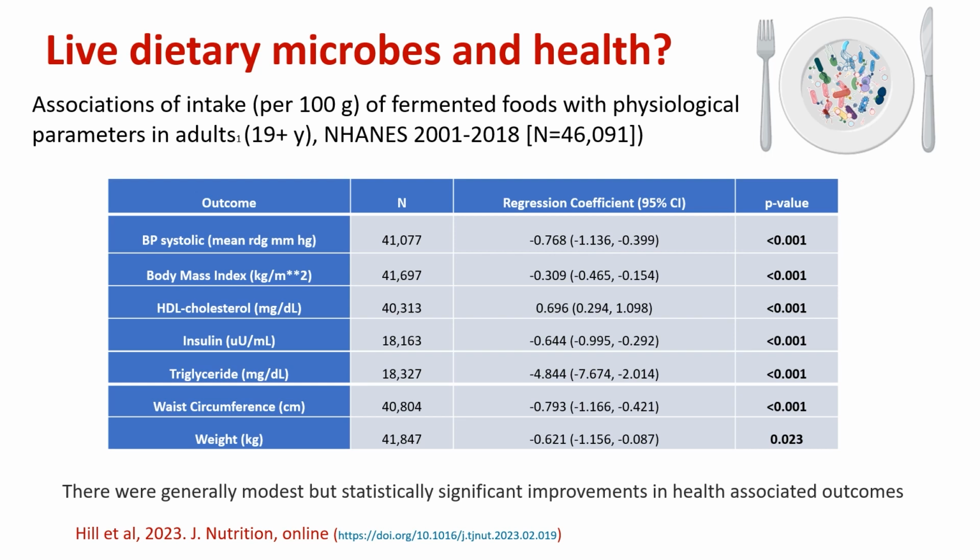Well, interestingly, it found that there were associations of intake of fermented foods with physiological parameters in adults across this almost 20-year period of the NHANES database, an N of nearly 50,000 people. And you can see them there for yourself. There's things like blood pressure, body mass index, HDL cholesterol, insulin, triglyceride, waist circumference and weight, with various levels of confidence in these statistical differences, but these were generally modest increases. I don't want to pretend or convince you that these are enormous impacts on health, but they are significant and they are improvements in health outcomes. Once again, I'd encourage you to read the paper for the full detail.